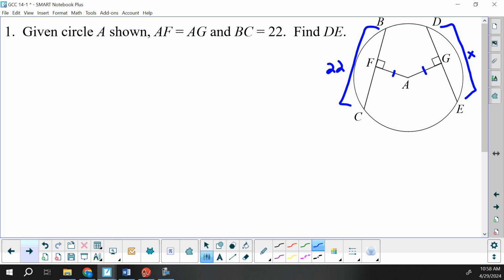Well, what this is showing is that each of our chords are the same distance from the center because it's that perpendicular distance. We saw that if you're equidistant from the center, the chord should be the same length. So this should just also be 22. So DE is 22. Now it doesn't ask for it, but we could find the length of BF, FC, DG, and GE as well, because if the chord is connected to the center with a perpendicular line, then that should get bisected. So each of those smaller ones, BF, FC, and so on, are all actually 11. But it didn't ask for that specifically in this problem.